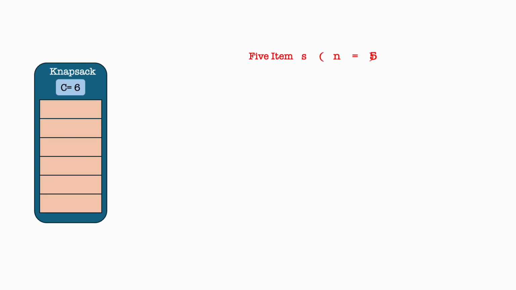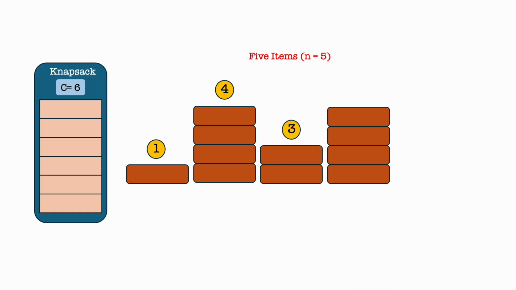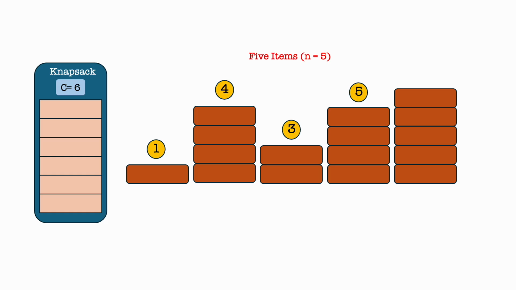We have a knapsack, and the weight capacity of the knapsack is 6. There are 5 items. The first item has a weight of 1 and a value of 1. The second item has a weight of 4 and a value of 4. The third item has a weight of 2 and a value of 3. The fourth item has a weight of 4 and a value of 5. The last item has a weight of 5 and a value of 6.